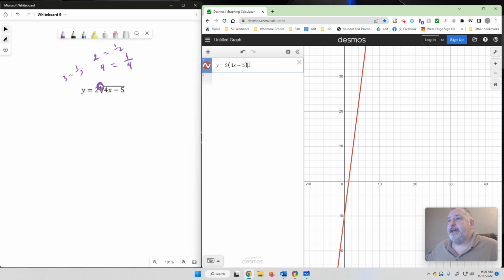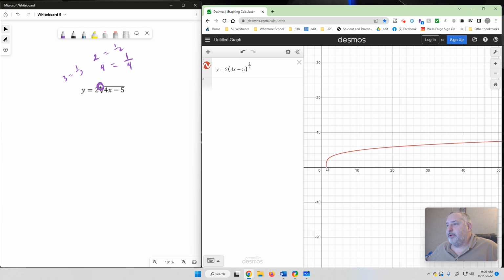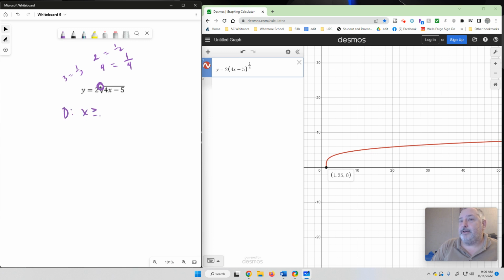All right, so this is that. And then I'm going to raise it to the 1/4 power. And you see there's my curve comes up, and you notice there's some limitations, just like it has limitations for x and y. So I find that endpoint right there, and I notice that there's no x values to the left of that. So that means 1.25 is my limiting x value. So that means my domain would be all values of x that are greater than or equal to 1.25.